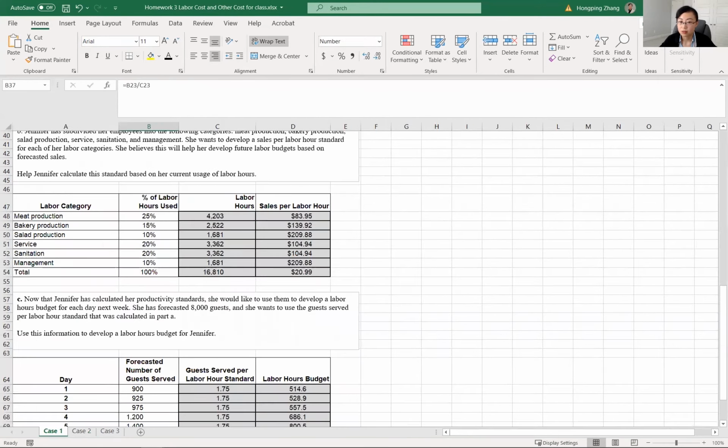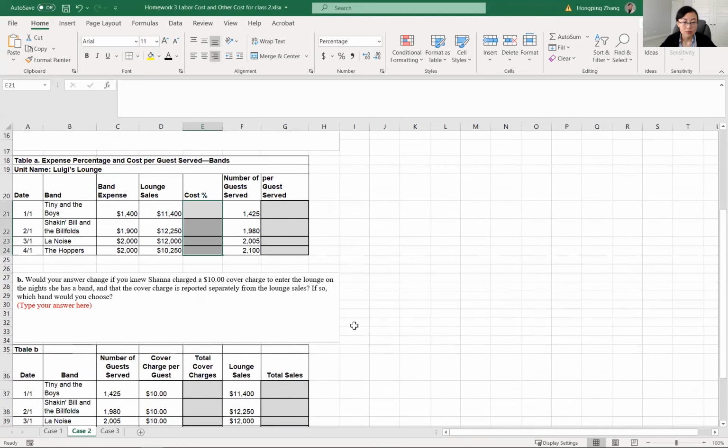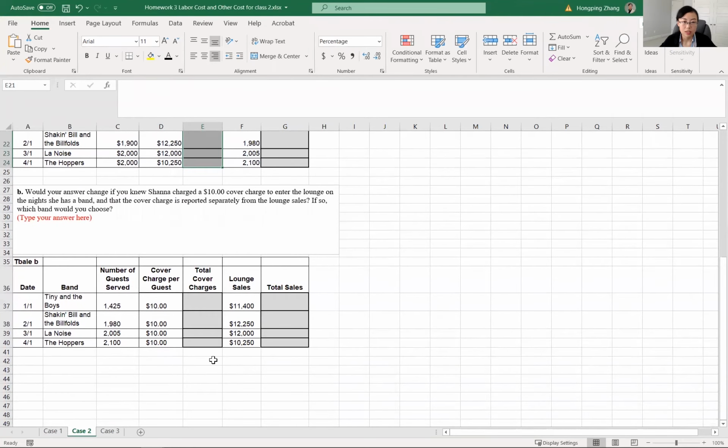evaluate the results. And down here, it's just giving you a different situation, saying what if we are charging our guests when we are having these different bands, and how will that change the dynamic? So you first calculate how much money you will earn by charging a ticket for people coming in, right? When we have a band.